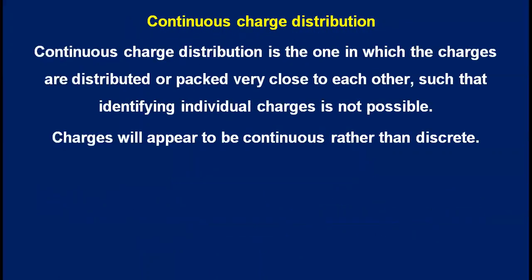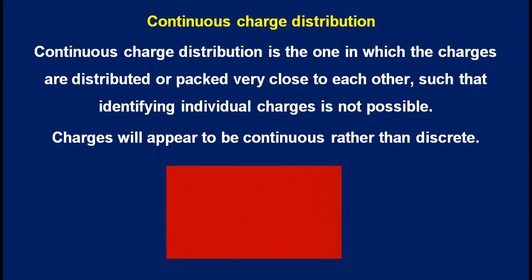Okay. Now we have a small revision on continuous charge distribution. Continuous charge distribution is the one in which the charges are distributed or packed very close to each other, such that identifying individual charges is not possible. So charges don't appear as discrete, they appear as continuous, whenever they are tightly or closely packed.